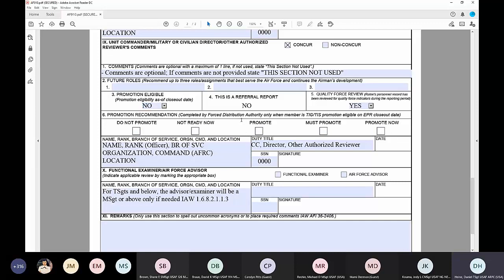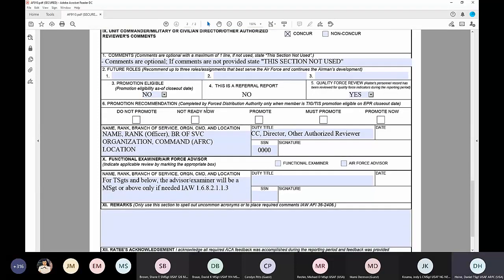The commander, director, or other authorized reviewer will add their information in the signature block. Just like the other ones, they will add their last four of their social, their duty title, and sign and date. So a director could be director of personnel or director of operations. Commander is going to be that member's commander. And an other authorized reviewer will only be used if the commander deems another authority is able to sign the report instead of them.